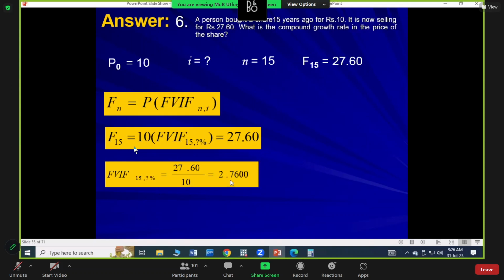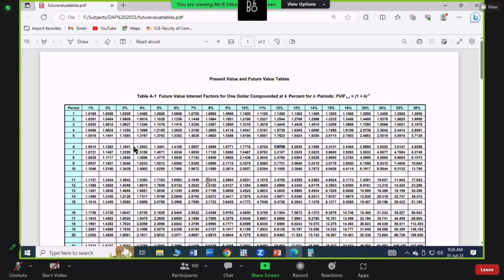So it is 2.7600. So you can check at the table value whether it is available, at what rate, 15 years. At 15 years, you go for this 2.76. It is available here. Luckily, you have this number, 2.7595. At 7%, it is there.